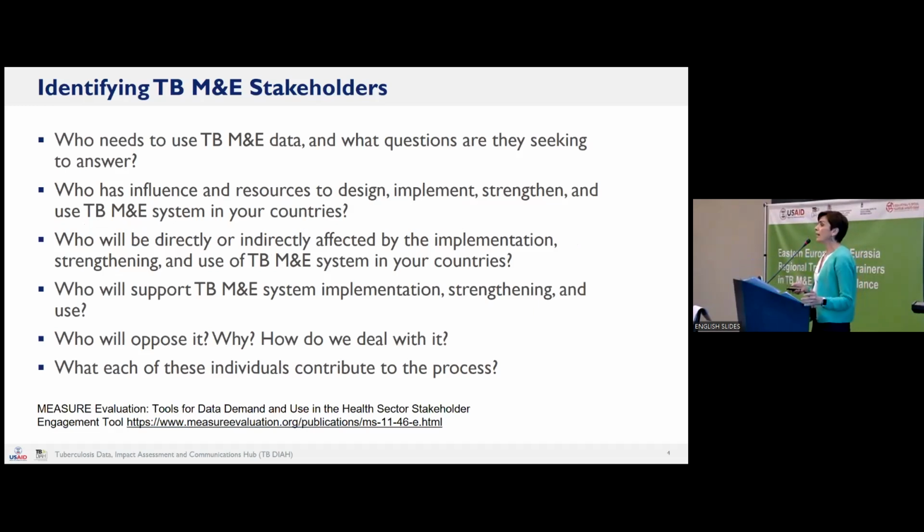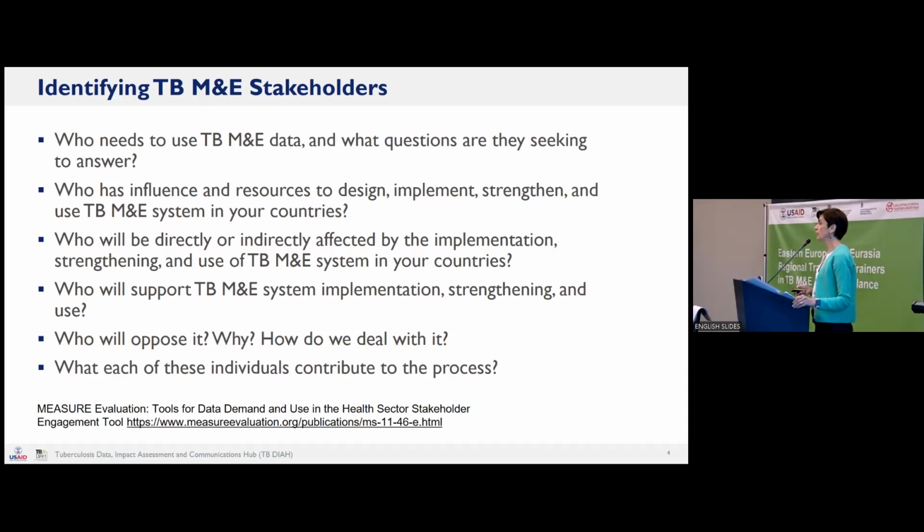Next slide. How to identify stakeholders. Of course, it depends upon the program, the country, but one of the ways to identify stakeholders is to answer these questions. Some of them will be useful for you, some of them will be of no use, it depends on the program. But here is this set of questions, and if you answer them, it will help you to identify who are stakeholders for your certain program in your country.